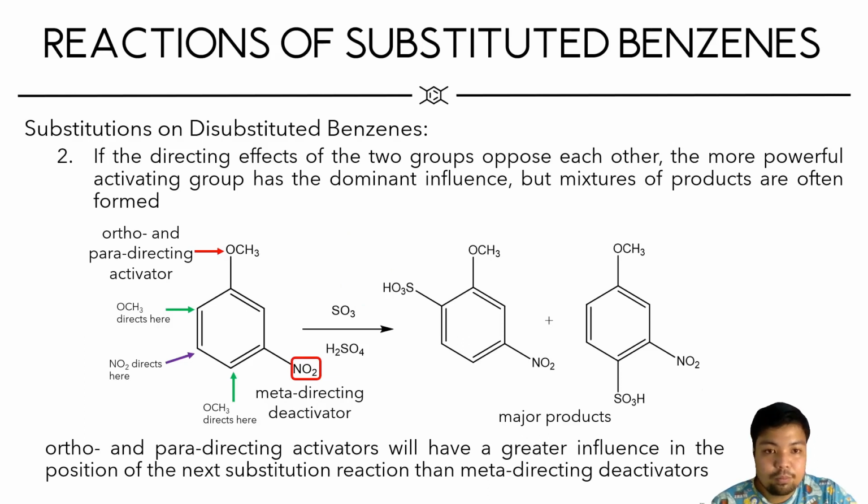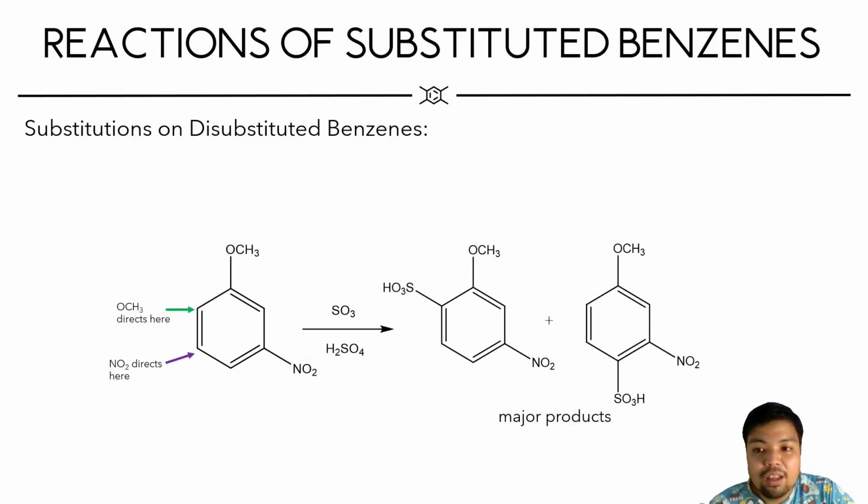Now, you might have wondered that this position here is also ortho with respect to the methoxy group. However, why is the next substitution not here? Why is there no major product wherein the sulfonic acid group is attached at this particular carbon?